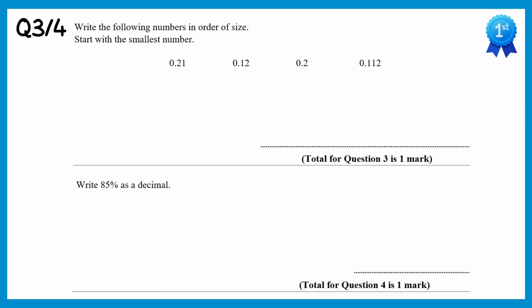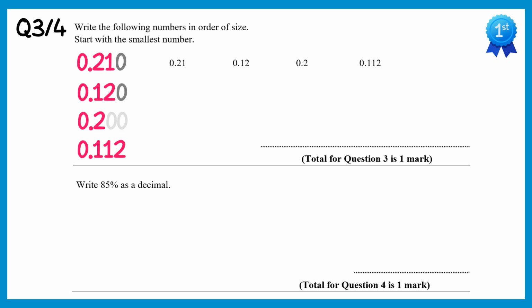For this question we need to write these numbers in order starting with the smallest. I like to write these numbers out in a vertical fashion like this. I'm then going to add some zeros to make sure all of the numbers have the same length. So we'll put 1 0 on the 0.21, 1 on the 0.12, we'll put 2 on the 0.2, and the 0.112 already has 3 digits after the decimal place.